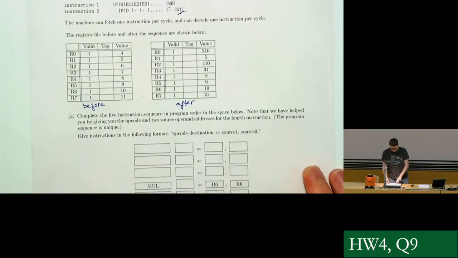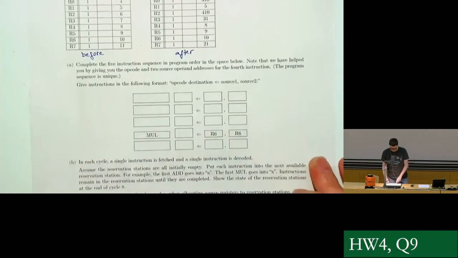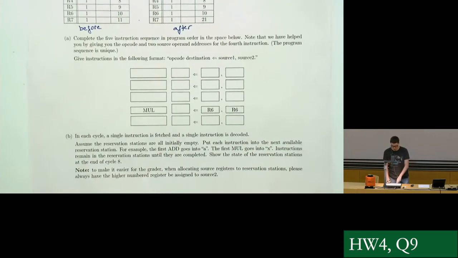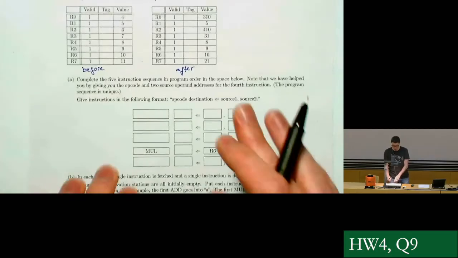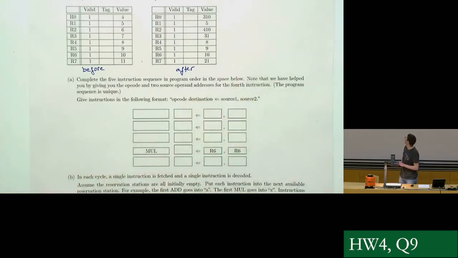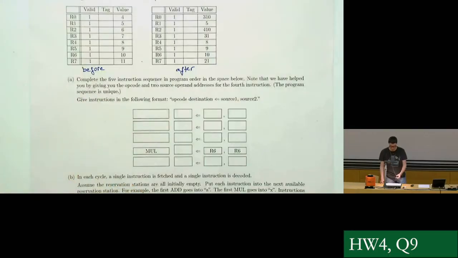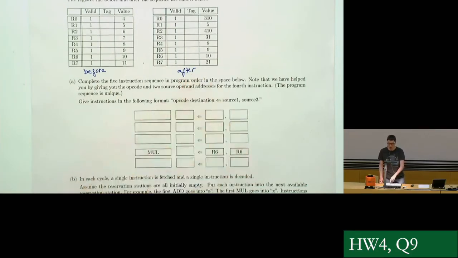So the question has multiple parts. One of them is figuring out an instruction sequence that's composed of 5 instructions based on the information given in this table. So this part is how the values in the register file look before the execution of 5 instructions. And this is what happens after executing those 5 instructions.